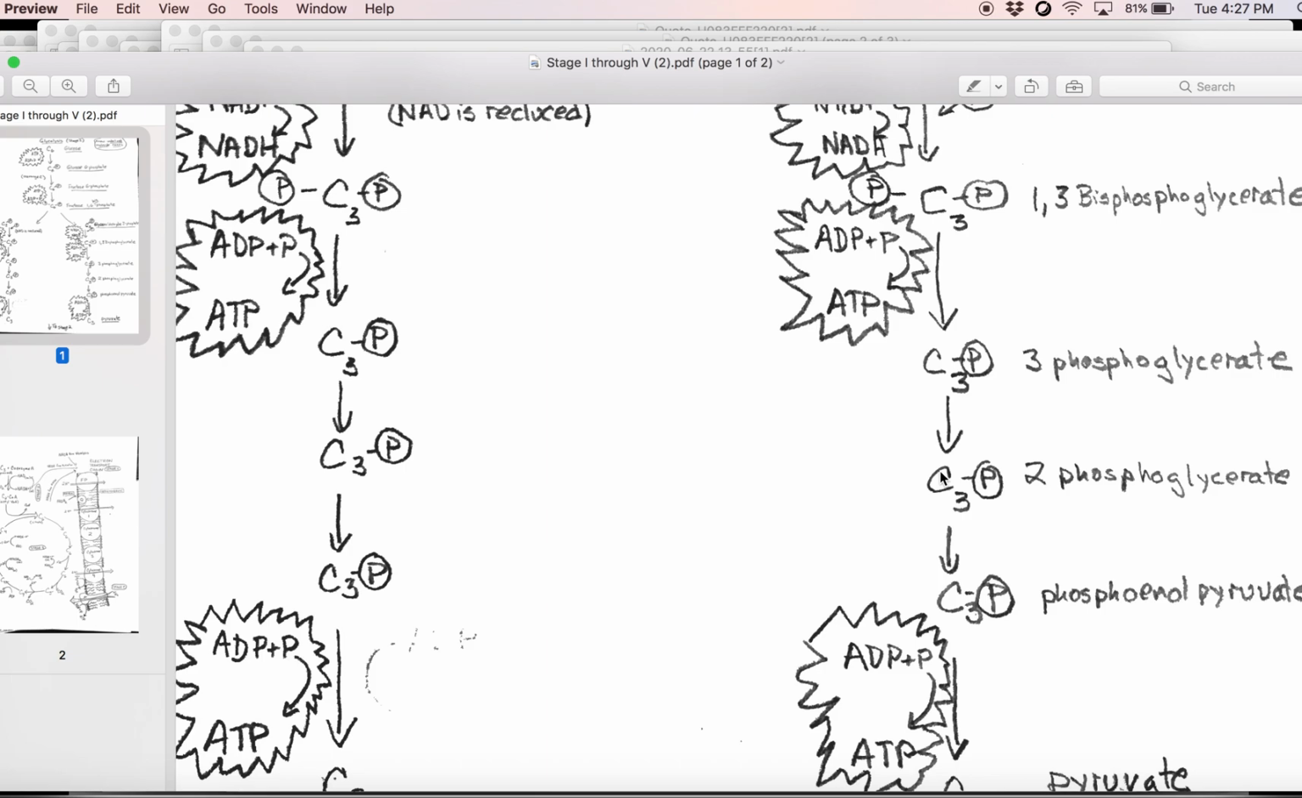Okay, so that's a review of glucose from the beginning to the end. In the next podcast, we'll talk about what happens with other types of macromolecules like proteins or fatty acids.